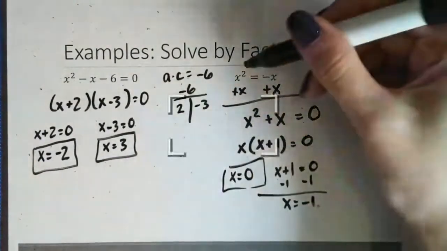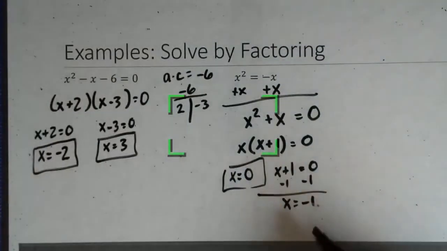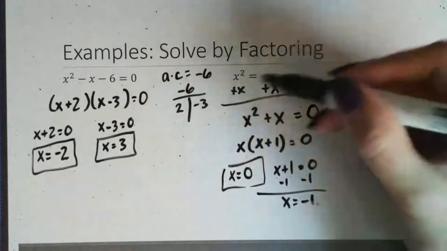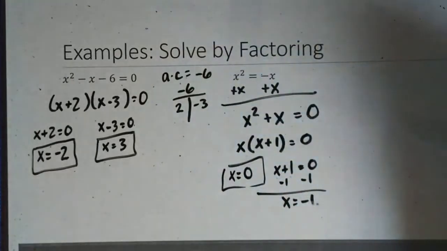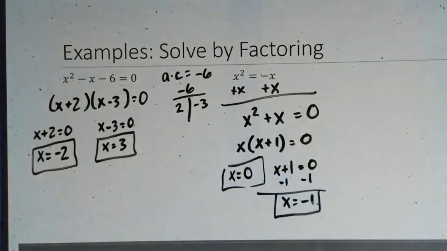If x equals 0, then I'm going to have 0 equals a negative 0, which is still 0. If I plug in a negative 1, I'm going to have negative 1 squared, which is a positive 1, equals a negative 1, which is also a positive 1. So both of these answers check out as well.